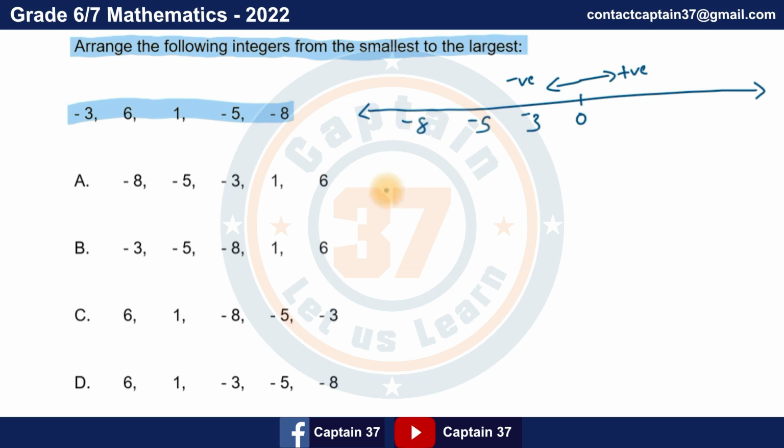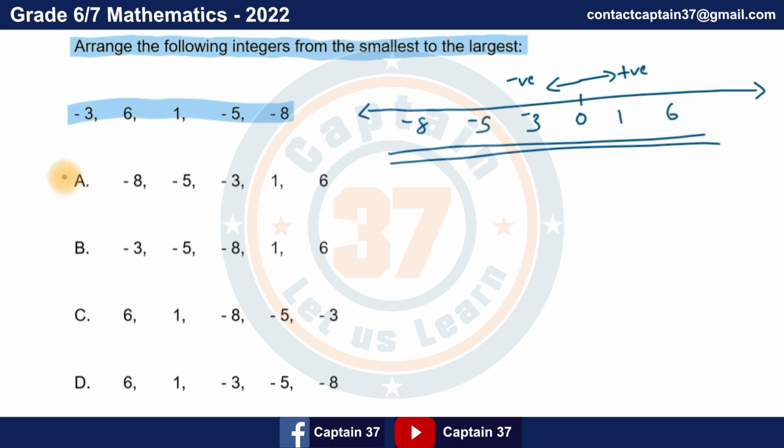Negative 8. On the numbers that are positive, which are numbers that don't have the negative sign, what are they? There is 6 and there is 1. So we'll write 1 and we'll write 6. So this is how the numbers have to appear, from the smallest to the largest.